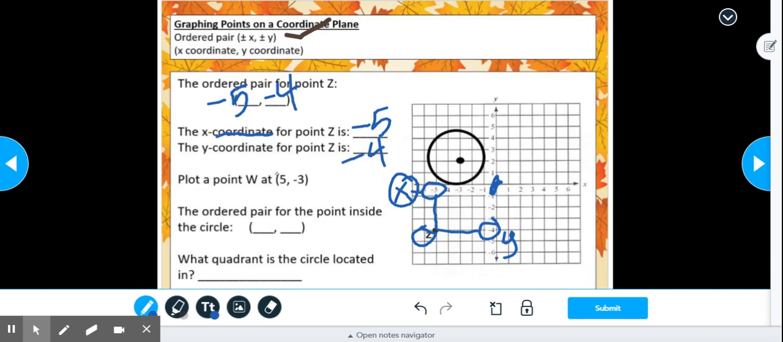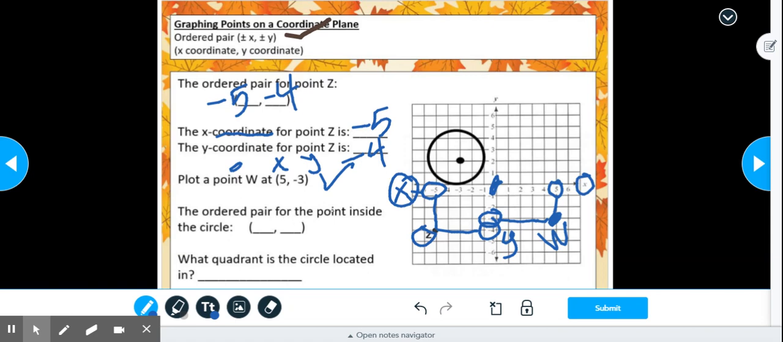So we're going to plot a point W at positive X. So we got X and then Y. So we're going to go 5 to the right, and then we're going to go -3. Starting at the origin, we're going to go 5 to the right, and then it says -3. So our point W is going to be located over here. 5 to the right, we're going on X, and then on Y, we're going down. So we labeled that, check.